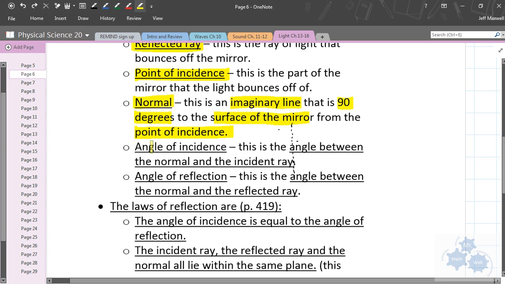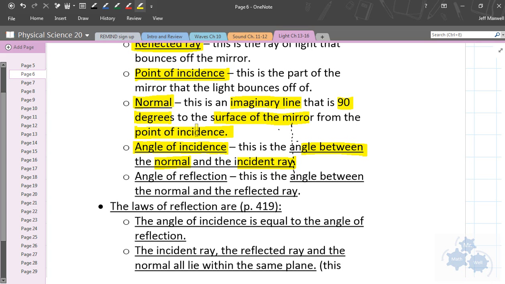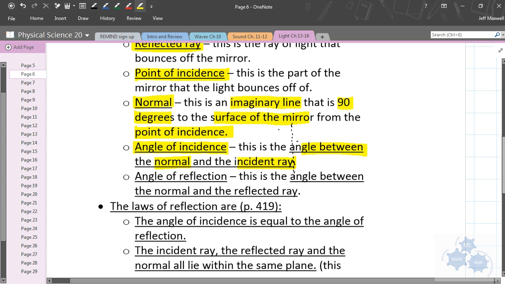And again, the normal helps us to calculate these angles. The angle of incidence would be the angle between the normal and the incident ray. That's pretty straightforward, isn't it? The angle of incidence. So when a light ray comes in and strikes a reflective surface, the angle that we are concerned with, that we're going to use in our calculations and descriptions of all this, is the angle between the normal and the ray.